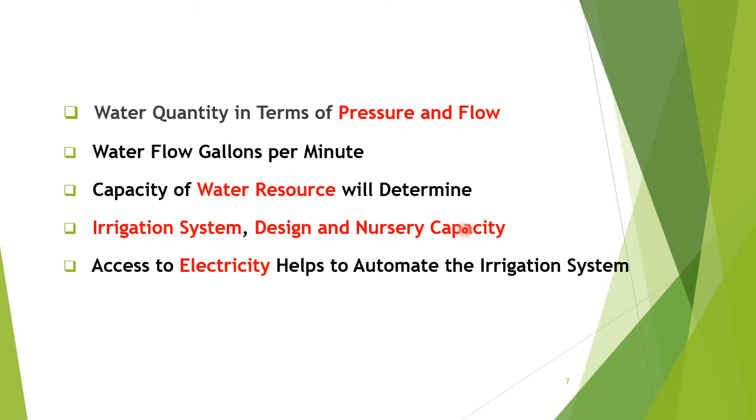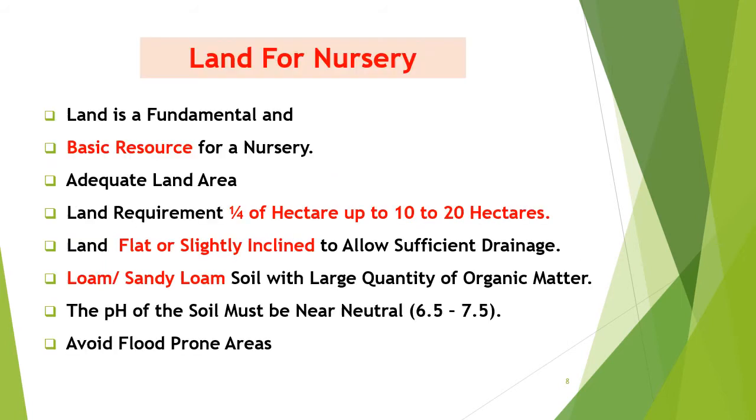Nowadays we have the drip irrigations in case of high density crops. So that is planned as per the water resources which are available. You should have an access to electricity that helps to automate the irrigation system. So electricity supply should be at the site, the proposed site for the selection of a nursery. If electricity is not available there, generators are to be installed there.